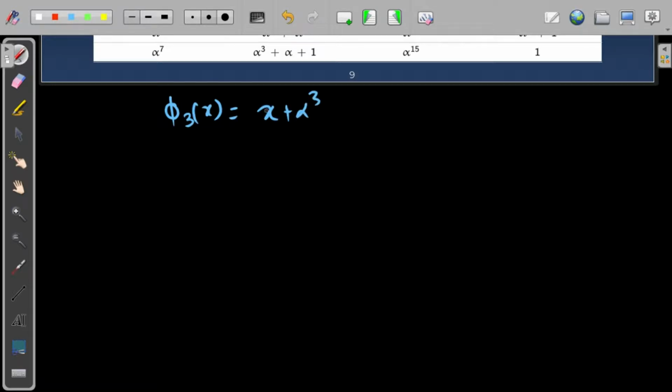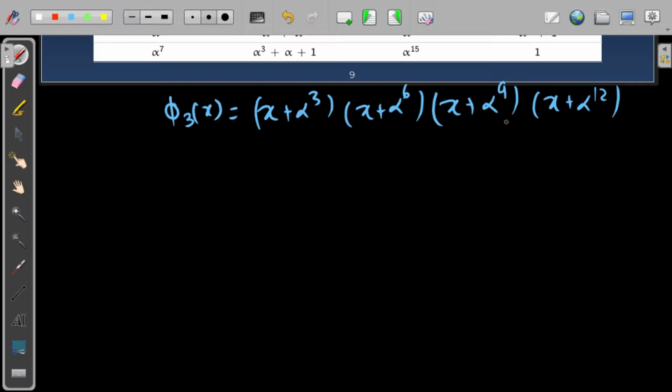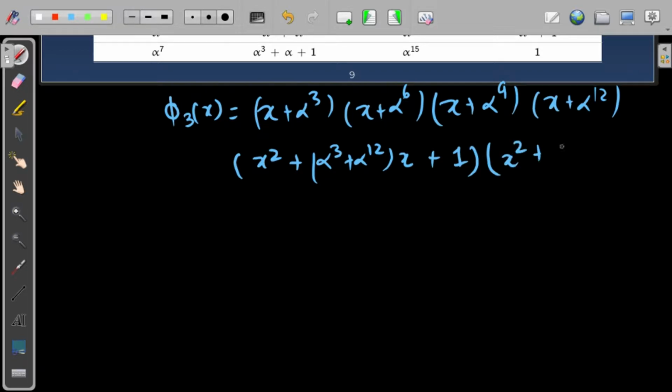So now our polynomial phi 3 of x is going to be x plus alpha cube into x plus alpha to the power 6, x plus alpha to the power 9 and x plus alpha to the power 12. So let me multiply alpha cube and alpha 12, that will be much easier, and multiply these two together. So here I will have x square plus alpha cube plus alpha 12 whole times x plus alpha to the power 15, which is equal to 1. And in this case we are going to get x square plus alpha to the power 6 plus alpha to the power 9 times x plus 1, where we also get alpha to the power 15, right? So these are the two things that we got.